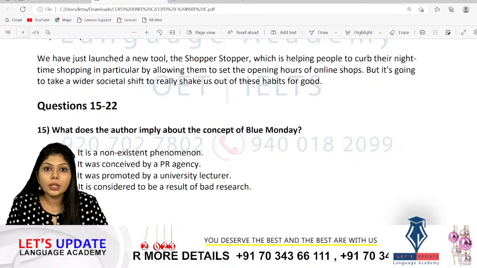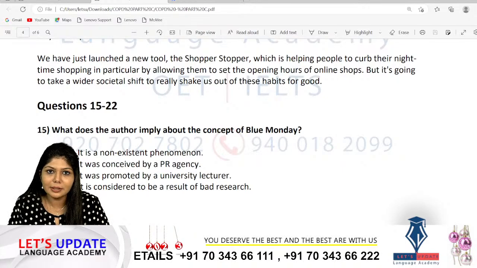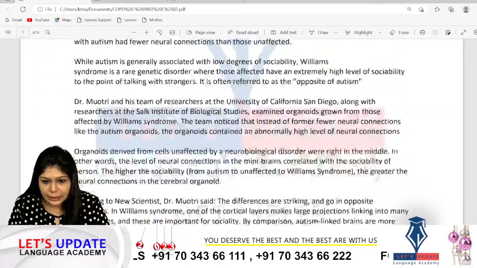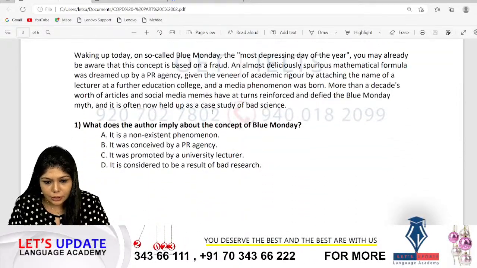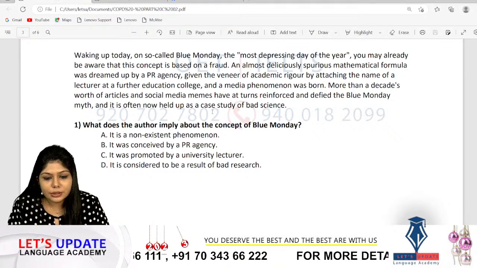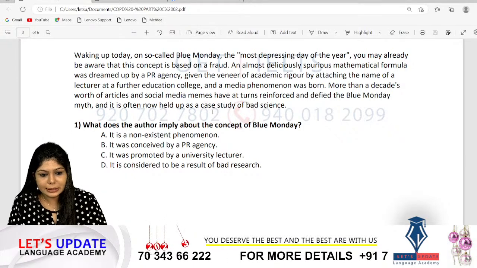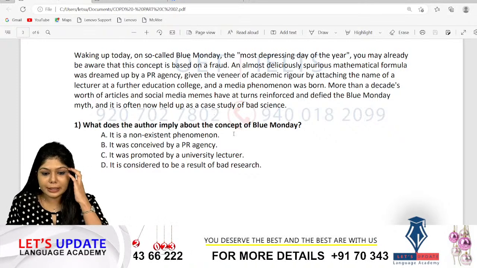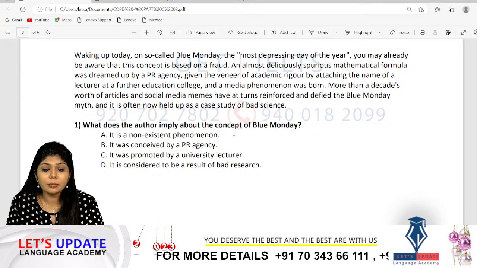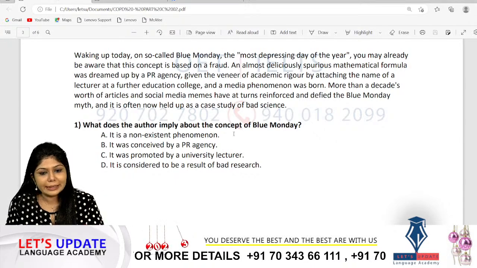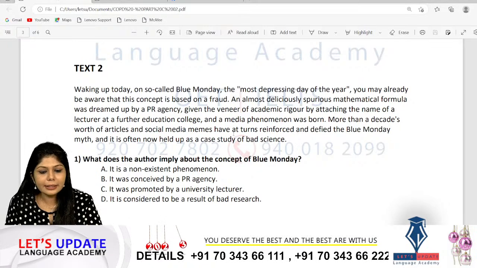Now let's go through the first question of part C and try to find the answer to that question. The question is, what does the author imply about the concept of Blue Monday? If you want, you can go through the options, but that is not necessary. You can go through the paragraph in question, read it, understand it, and then come to a conclusion.